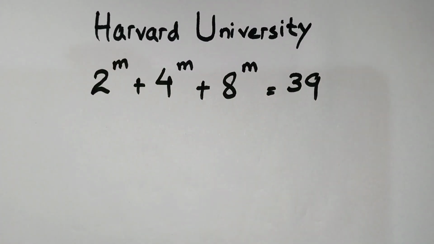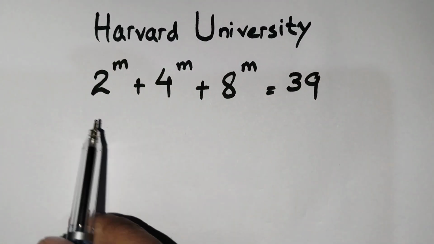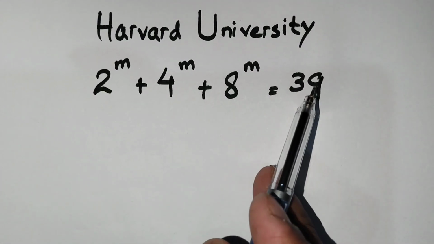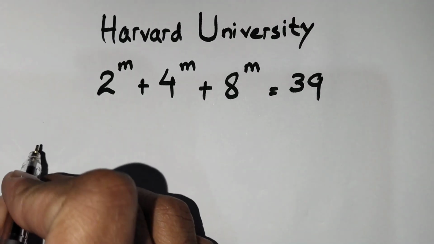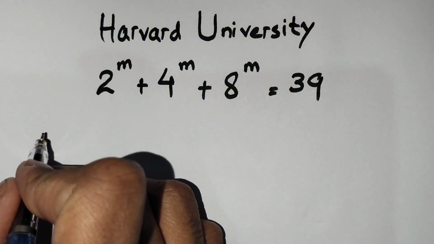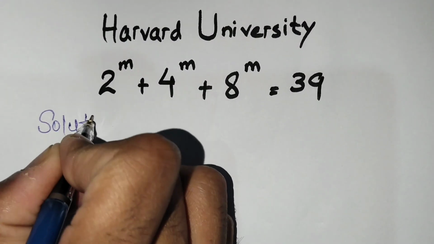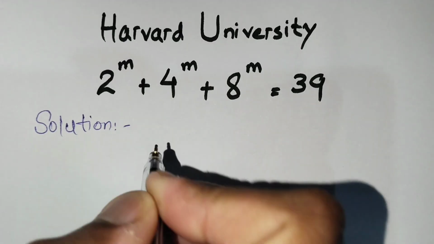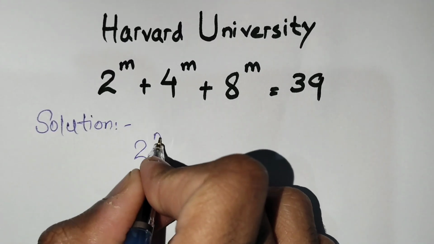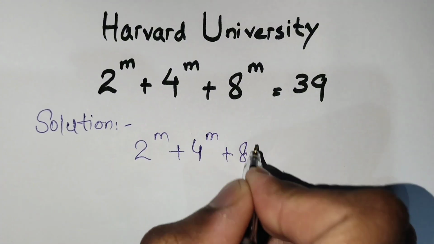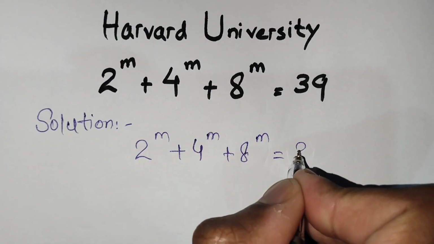Hi everyone, in this video we will solve 2 power m plus 4 power m plus 8 power m is equal to 39. We have to determine the value of m. Let's start the solution of this question. We are given 2 power m plus 4 power m plus 8 power m is equal to 39.